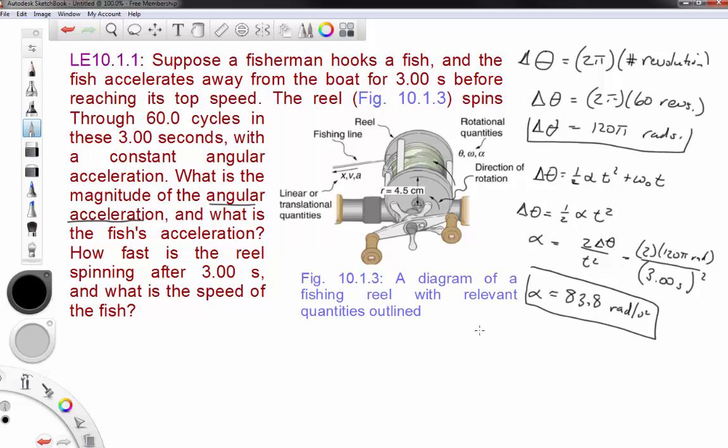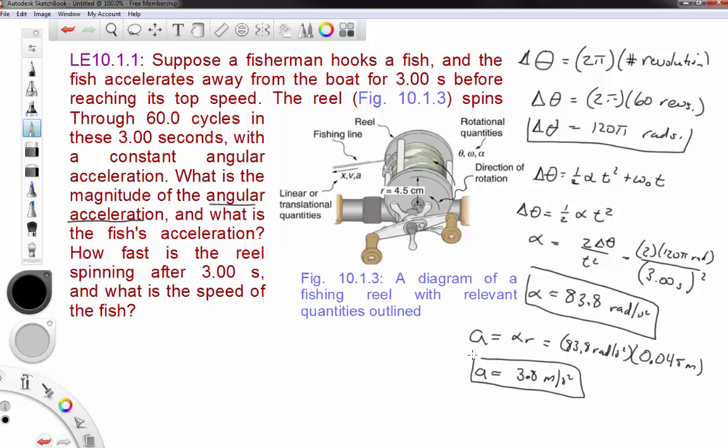Now, if you want to get the acceleration of the fish, it should be that angular acceleration times r. So that becomes 83.8 radians per second squared times the radius of this wheel, which is 4.5 centimeters, which we would write as 0.045 meters. So what that gets us is a total acceleration of approximately 3.7699 meters per second squared. Since there's 2 significant figures, we could write this as 3.8 meters per second squared.